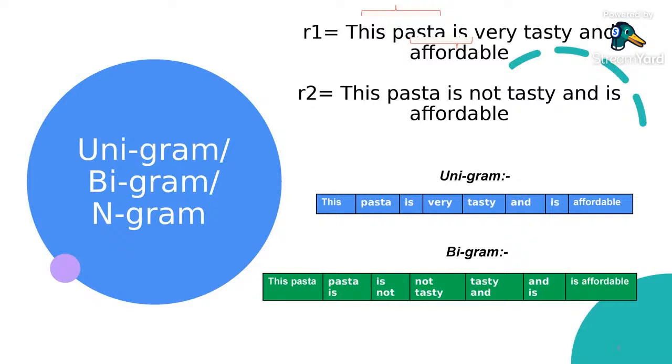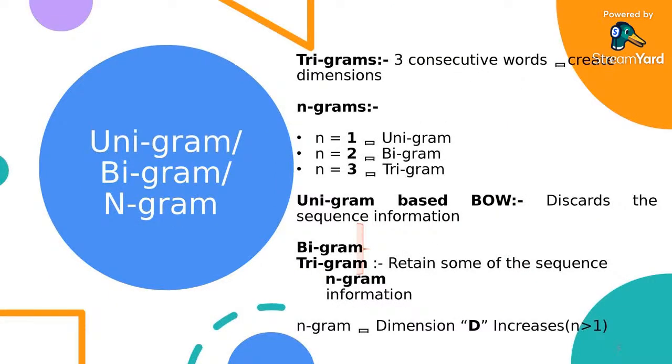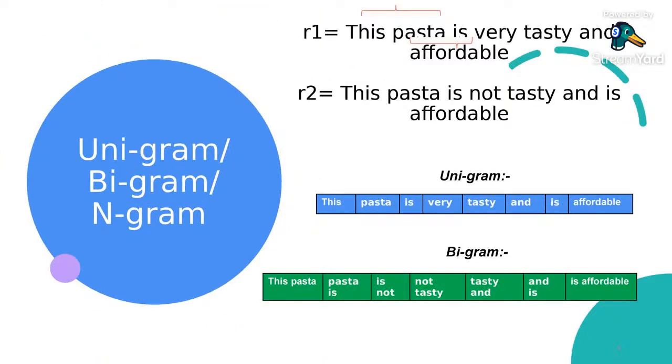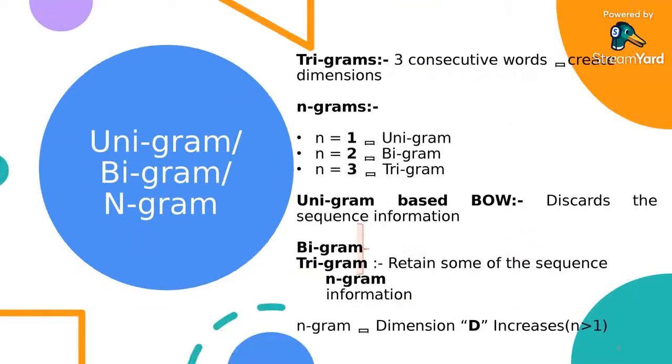And that's why bigram is one of the approaches preferred over unigram, because here we are able to get the sentence meaning or interpretation of the sentence. In the same way, we have the trigram approach. In trigram, we club three words at a time. So that would be "this pasta is very tasty," and so on. That would be your trigram approach.